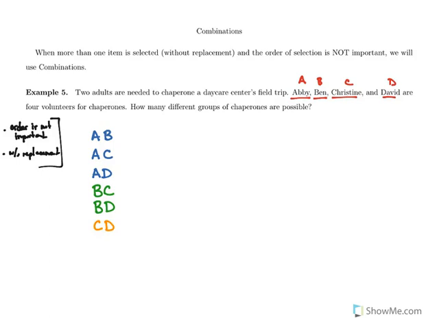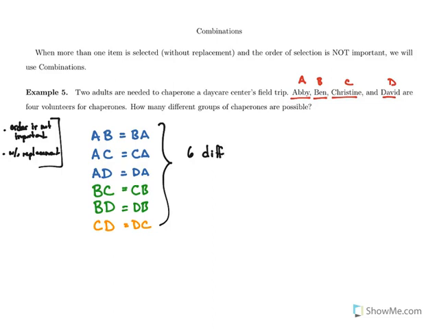And note that the order is not important. So this is the same thing as doing Ben, then Abby, and Christine, then Abby, and David and Abby. Ben and Christine is the same as Christine and Ben. Christine, David is the same as David, Christine. So here we have 6 different options. What we're actually doing here is finding sets of things, right? This is the set of Abby and Ben and the set of Abby and Christine, and the order of elements in sets is not important.